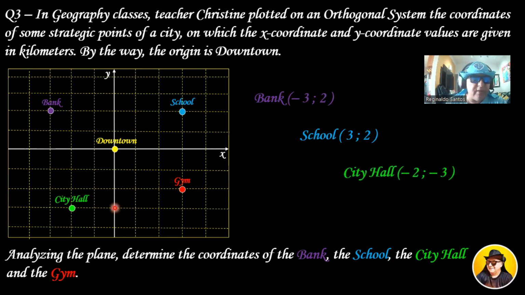So let's see the last one, the gym. Let's do it. So 1, 2, and 3. Okay, so for x is 3, and for y, -1 and -2. So the coordinates of the gym are 3 and -2. So 3 and -2. All right. So the exercise is already done. We have solved all of them, the 3 questions we are supposed to.